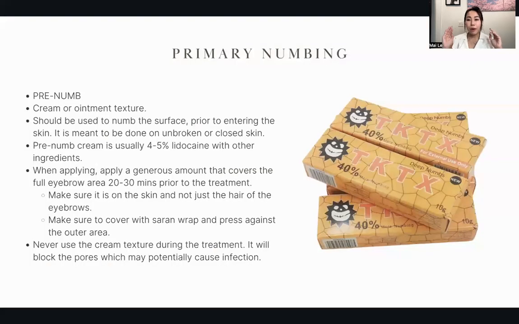So let's talk about primary numbing. Primary numbing usually comes in like a cream or ointment texture, and we numb the client. I usually numb the client 20 to 30 minutes prior to the treatment. During that time, I usually have them fill out the consent form while waiting for the lips or brows to be numbed. Eyeliner, I numb for pretty much the same thing, 20 to 30 minutes before the treatment.